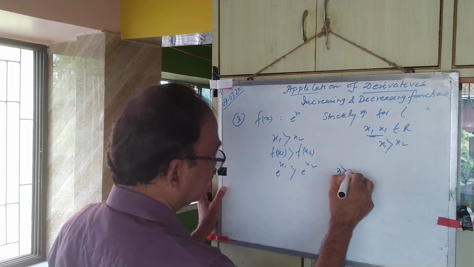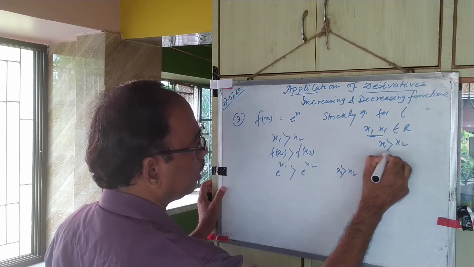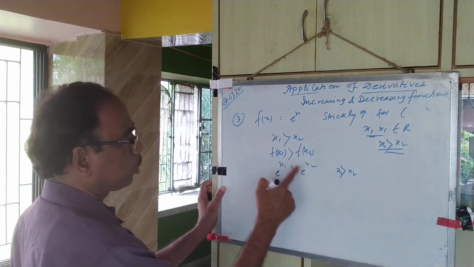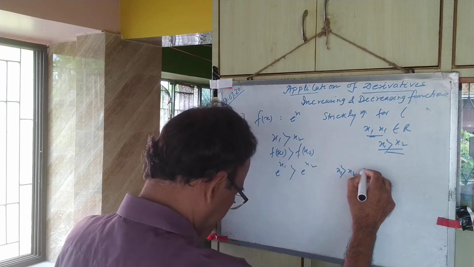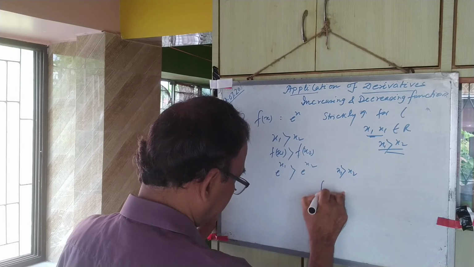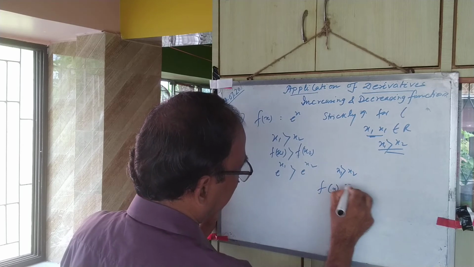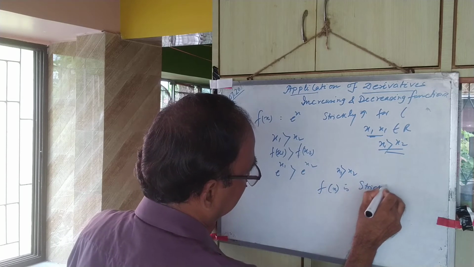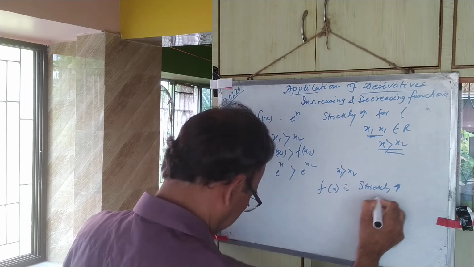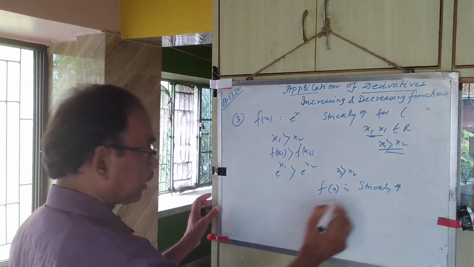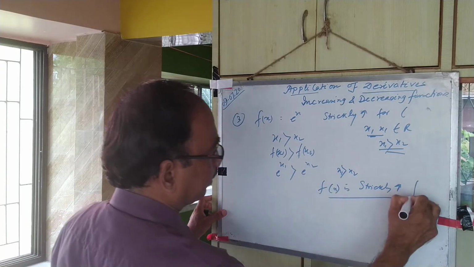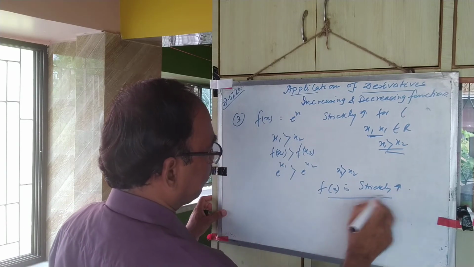So we know x1 is greater than x2. As per the condition, e to the power x1 should be greater than e to the power x2. Therefore, it is strictly increasing. So f(x) is a strictly increasing function.